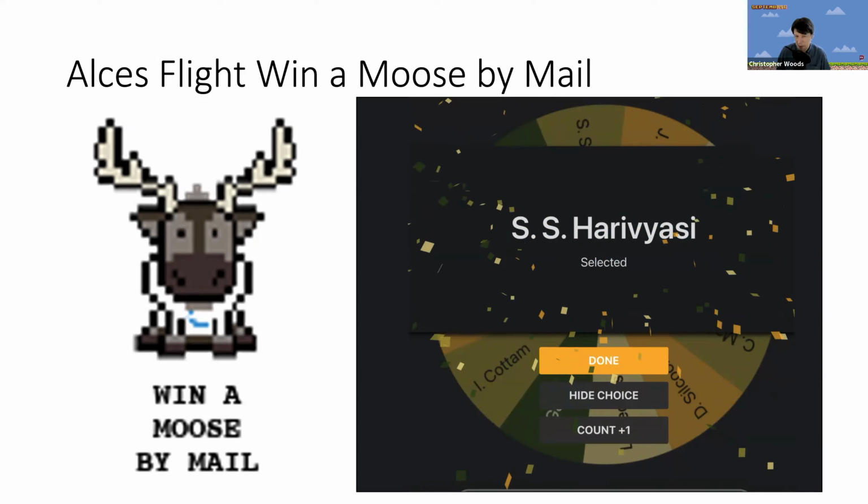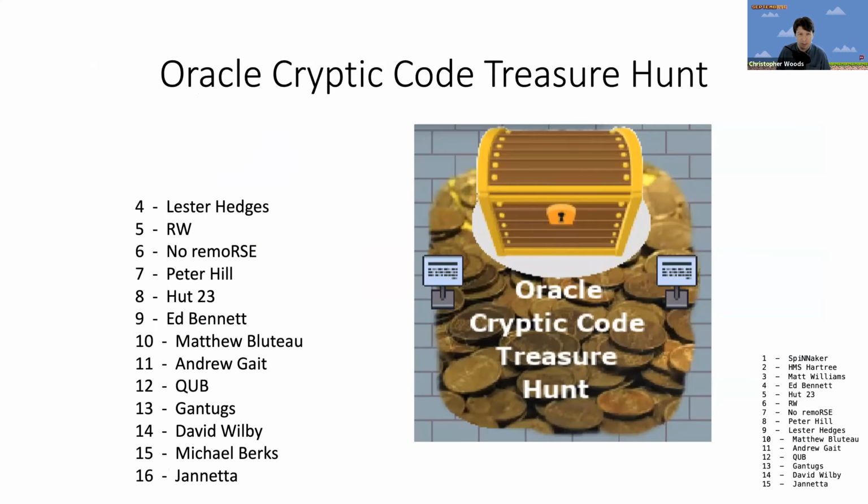Okay, I think the reason many of you may be here, I'm going to reveal the leaderboard of the Oracle Crypto Code treasure hunt. Last week's list is up here, so I'm going to be like a DJ for this. Number 16, falling 1 place, we have Janessa. Number 15, falling from number 10, I'm afraid it's Michael Burks. We have 14, David Wilby. There's a hold on that place. And of course, staying at number 13 is Gantugs. And again, another hold, number 12 is QUB. Number 11, again holding their place, is Andrew Gate. And then number 10, again staying where they are, is Matthew Blutow.